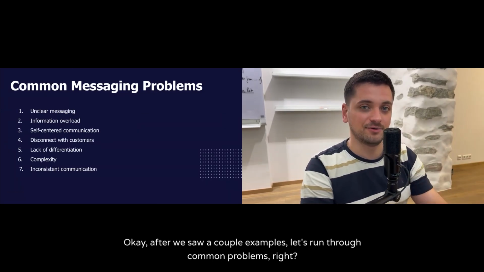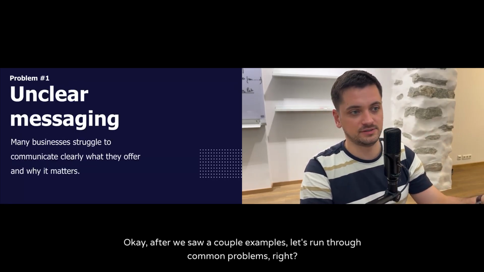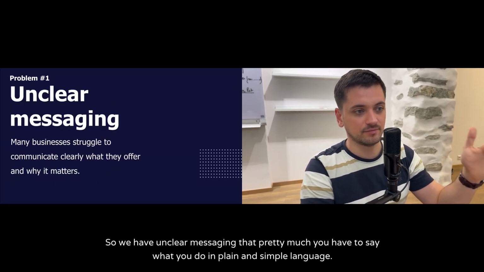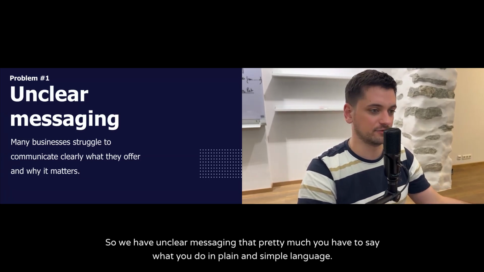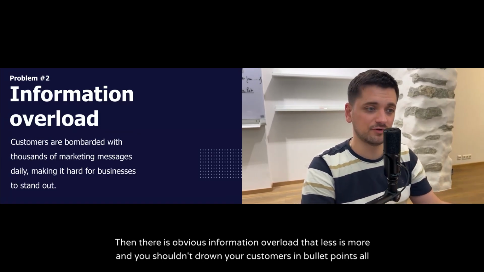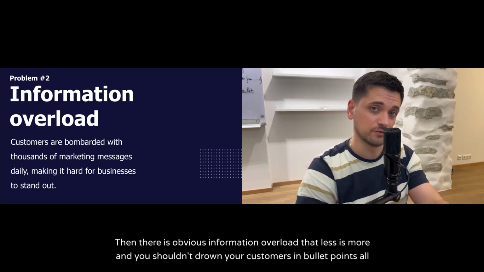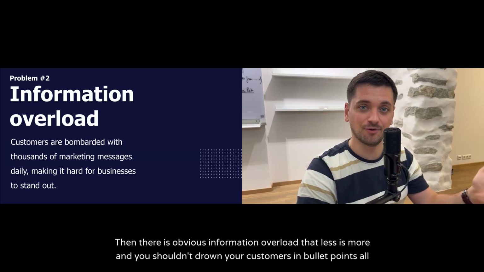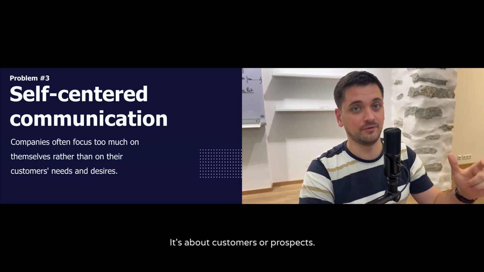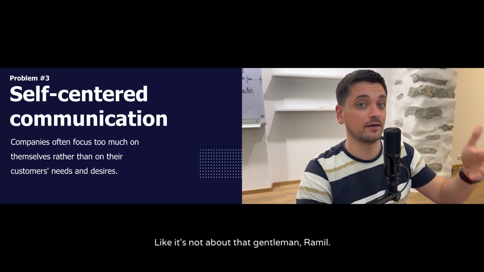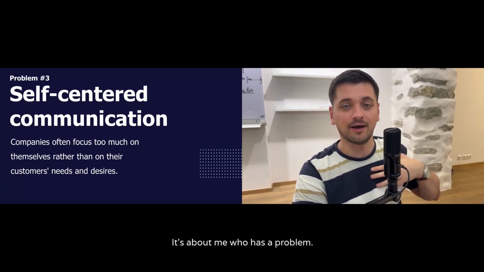Okay, after we saw a couple of examples, let's run through common problems, right? We have unclear messaging: you have to say what you do in plain and simple language. Then there is obvious information overload: less is more, and you shouldn't drown your customers in bullet points all over. Then you shouldn't talk about yourself. It's about customers or prospects. It's not about that gentleman Ramil. It's about me who has a problem.